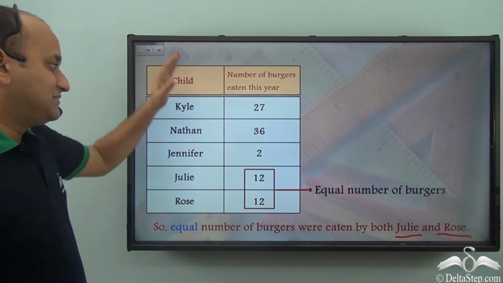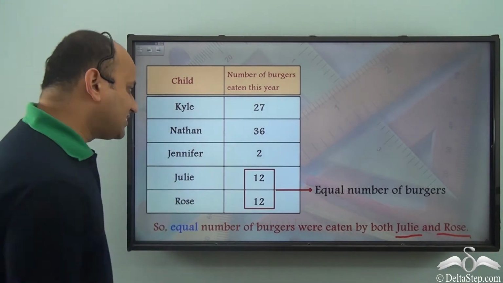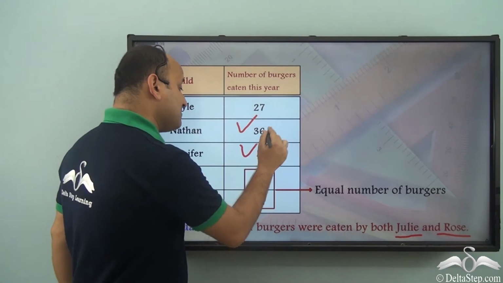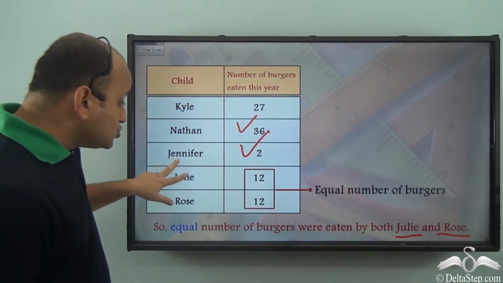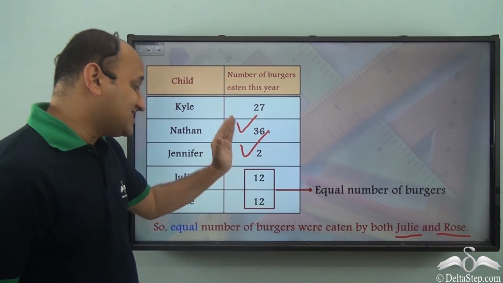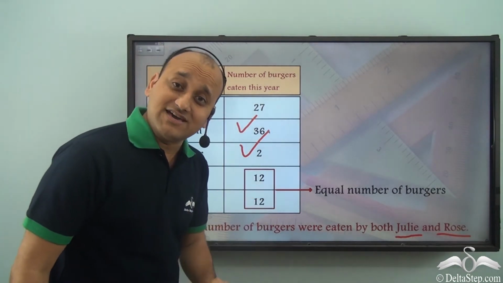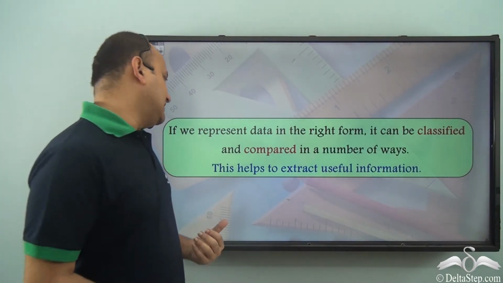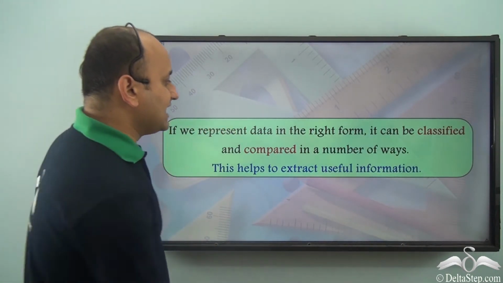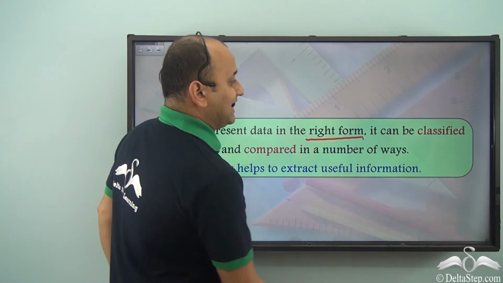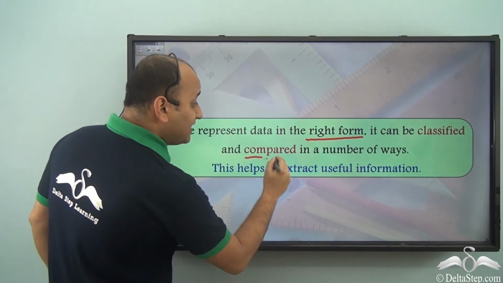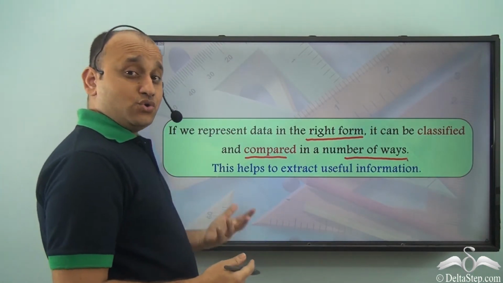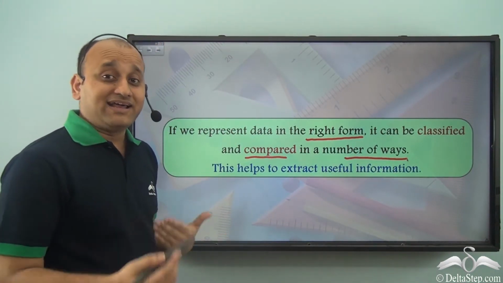So again, from this data, you were able to extract who ate the maximum burgers, who ate the minimum burgers, and that 2 of them ate an equal number of burgers this year. So what do we see? If we represent data in the right form, it can be classified and compared in a number of ways. As you saw, you classified and compared data in a number of ways.